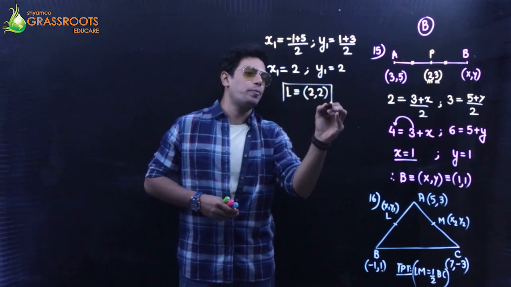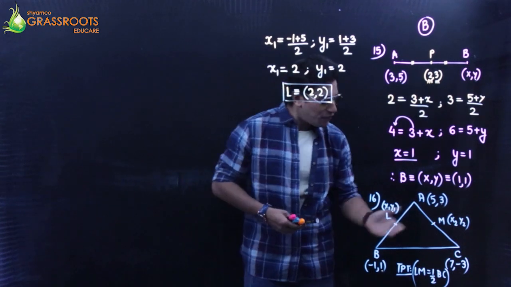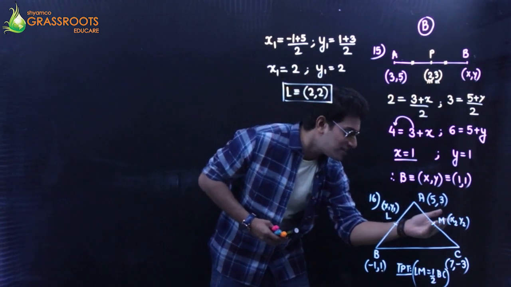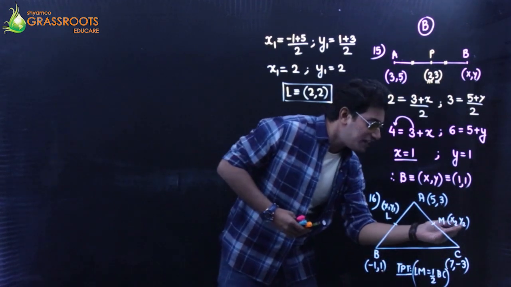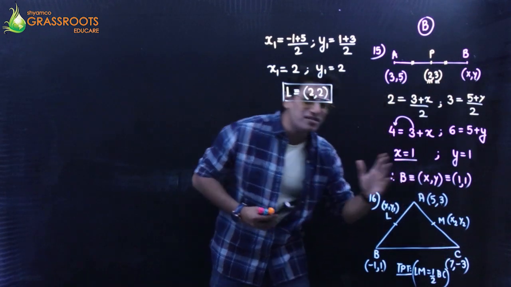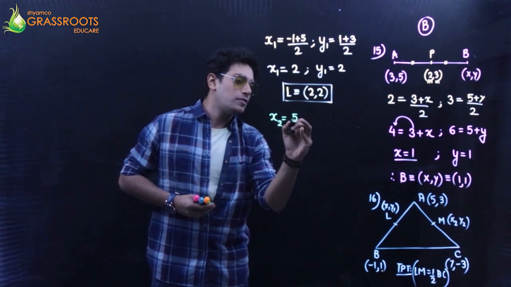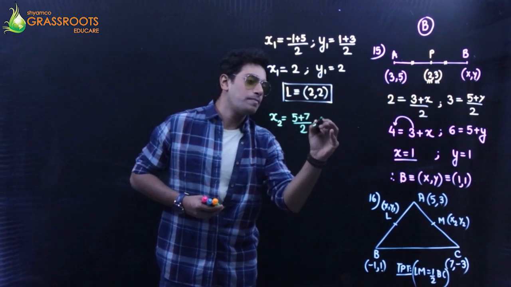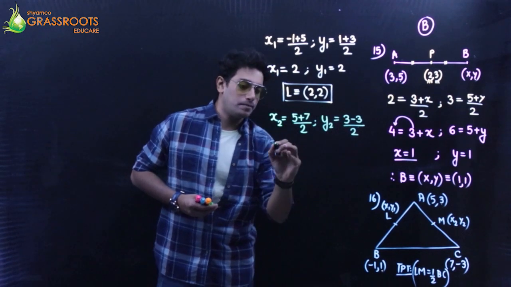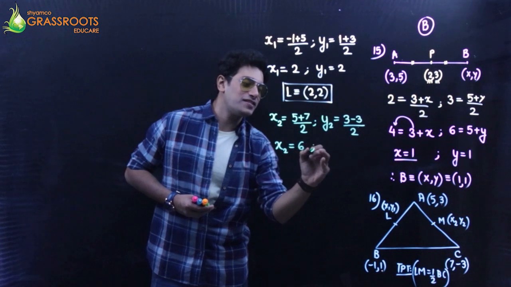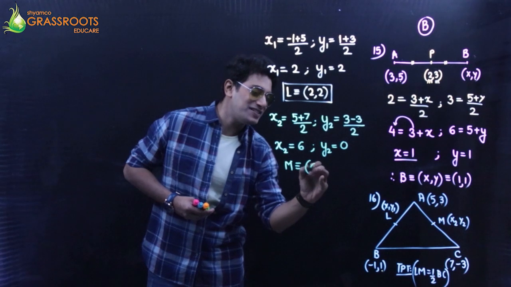So I have obtained the coordinates of L. On a very similar note, you obtain the coordinates of M. Come on guys, come on. x2 is equal to (5 plus 7) upon 2 and y2 is equal to (3 minus 3) upon 2. So x2 is equal to 6 and y2 is equal to 0. So can I say my coordinate of M is going to be (6, 0).